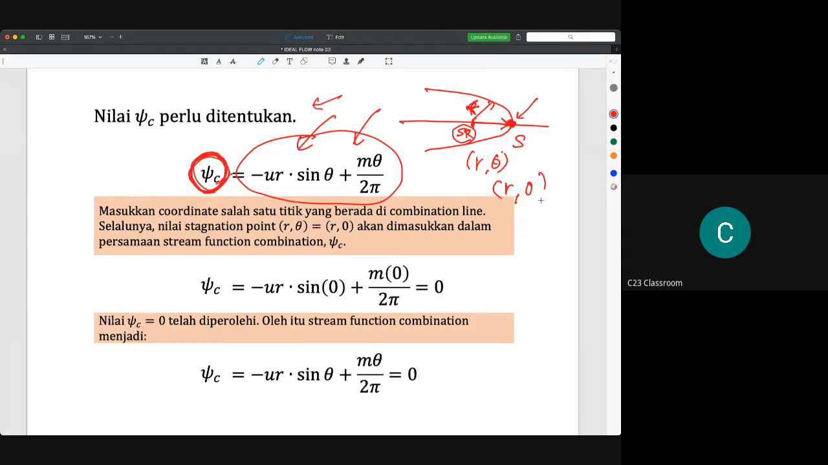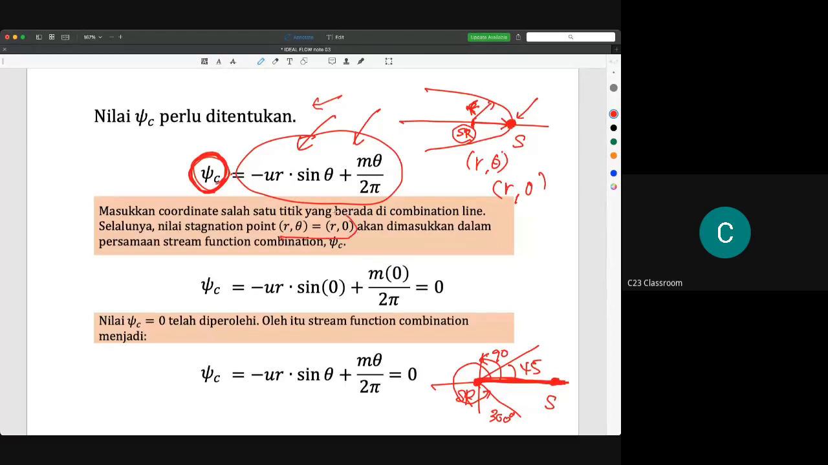Why is this angle equal to 0? Because this is the source, and the source here is the origin, and this is the stagnation point. Normally the 0 angle starts from this axis. So here is 45, here is 90, and so on, and here is 300 degrees, for example. It starts from this line, so the coordinate of the stagnation point here is r and 0.